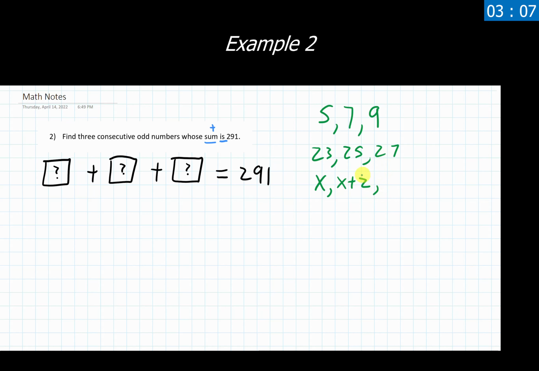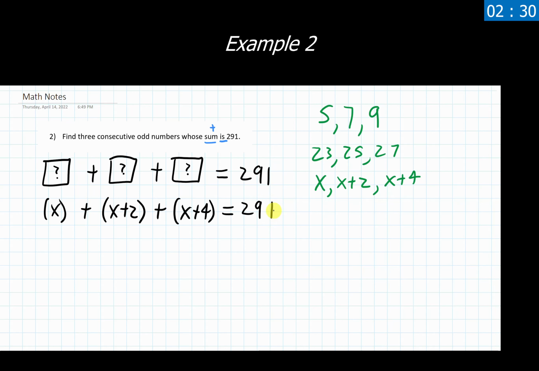And then what would the final one be? Well, it would be this number plus another 2. Well, 2 plus 2 is going to give me 4, so I'm going to have x plus 4. And we can see this nice little pattern that shows up right here. So let's bring this into our equation. We can say I have my first number, x, plus my second number, which is x plus 2, plus my third number, which is x plus 4, and those all add together to equal 291.